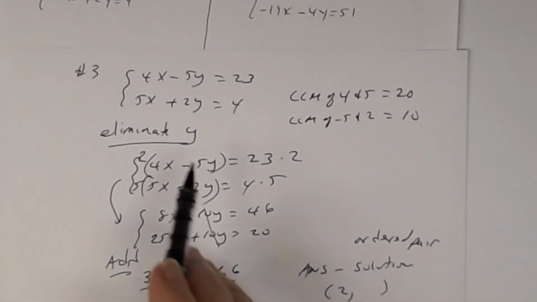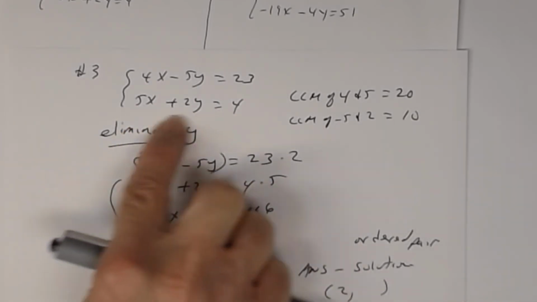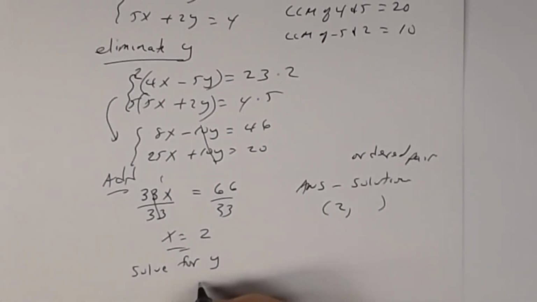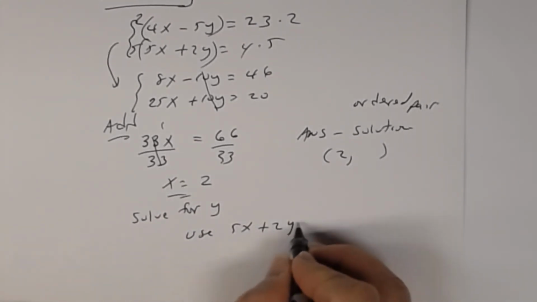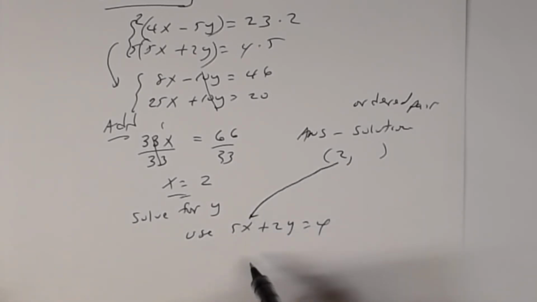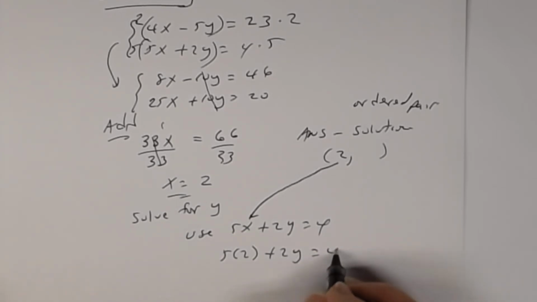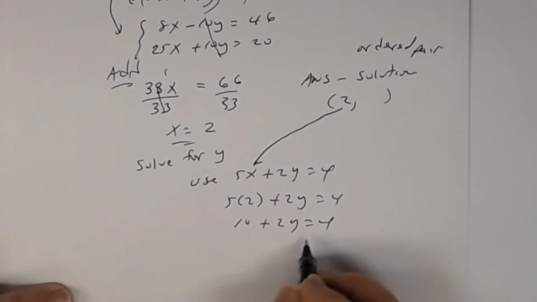So to solve for y, you go back to one of those equations. Does not matter which one. I'm going to go to the second one since they're all positive coefficients. So I'm going to use 5x plus 2y equals 4. And in place of x this time, I'm going to substitute 2. So I get 5 times 2 plus 2y equals 4. 5 times 2 is 10, so 10 plus 2y equals 4.